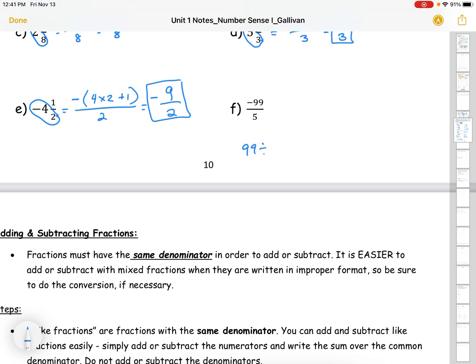So 99 divided by 5 equals 19.8. So 19 times 5 is 95.